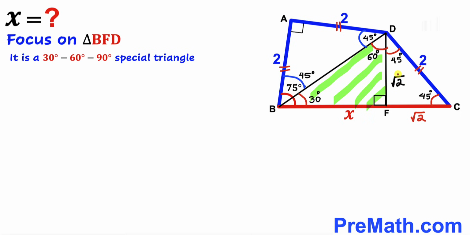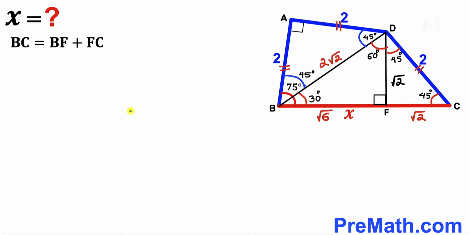In other words, if this side is square root of 2, then this longest leg is going to be 2 times the square root of 2. And the third side BF length has got to be the square root of 2 times the square root of 3. And if we multiply square root of 2 and square root of 3, that is going to give us square root of 6. And here's our final step.